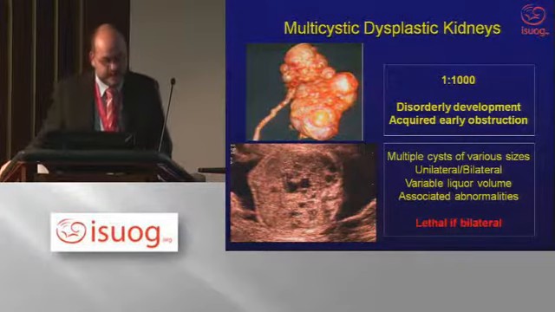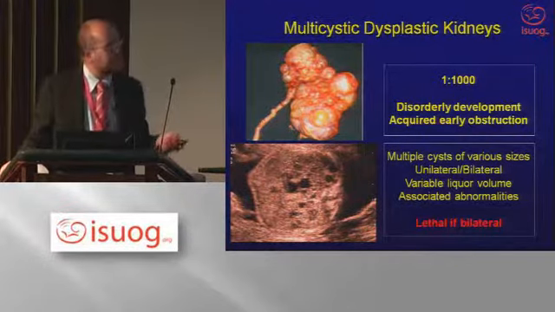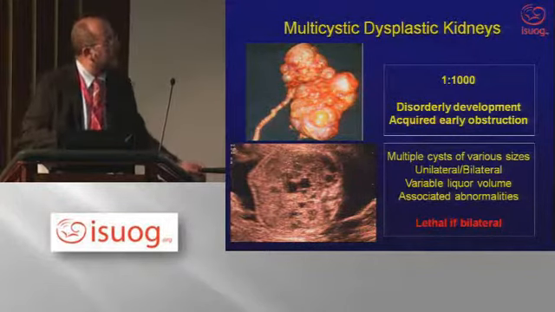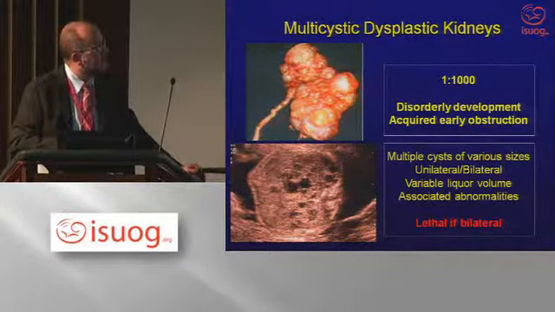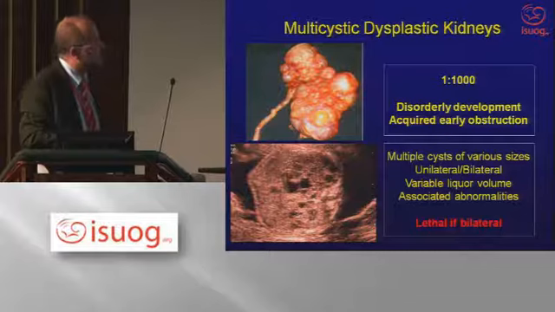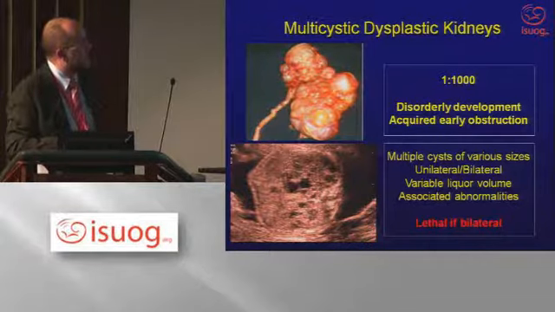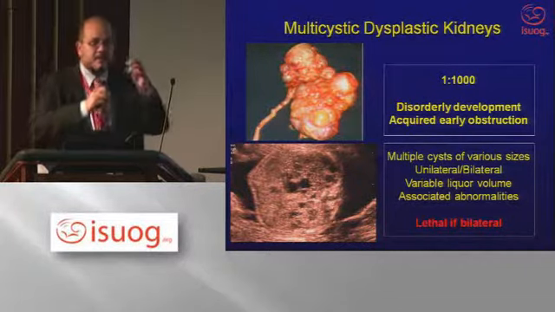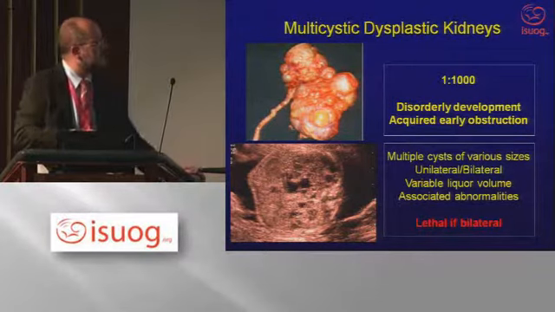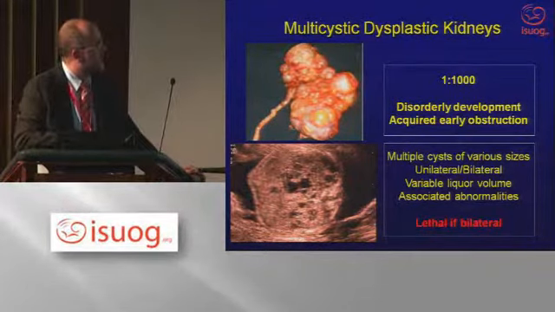It doesn't explain why in some cases there's absence of the renal artery, so there may be other reasons. It's a kind of early obstruction, really. And you see these very many cysts, and they're typically of very different sizes. So you get a little one and you get a big one, and it just looks like a mess, really. And that's what multicystic dysplastic kidney looks like.